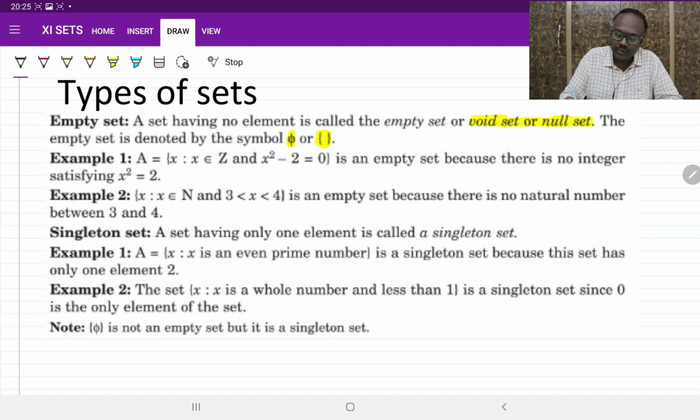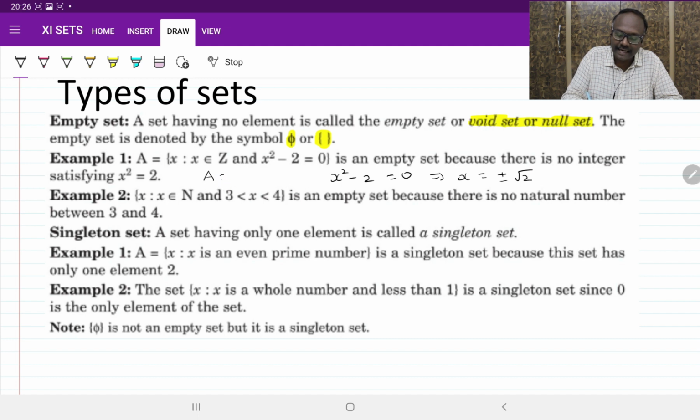If x square minus 2 is equal to 0, then we get x is equal to plus or minus square root of 2. But here the condition says that x is an integer, and we know that root 2 or negative root 2 is not an integer. So the condition x square minus 2 equal to 0 is giving two values of x which are plus or minus root 2, but since both of them are not integers, the set A is nothing but the null set.